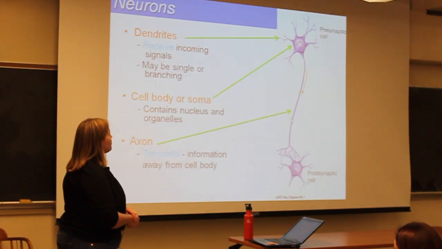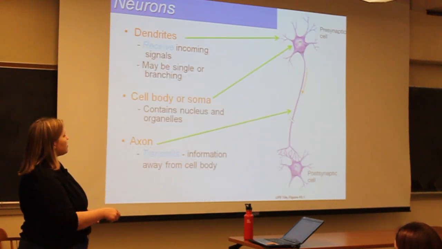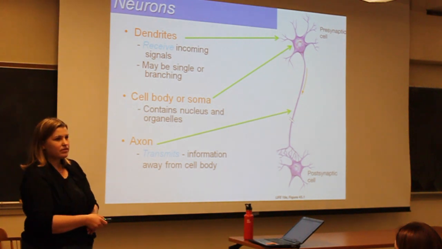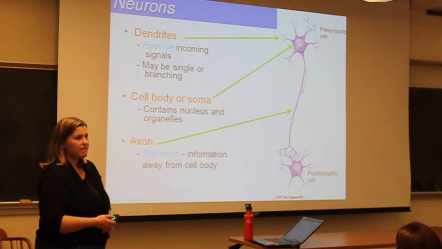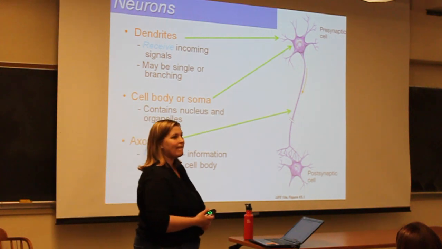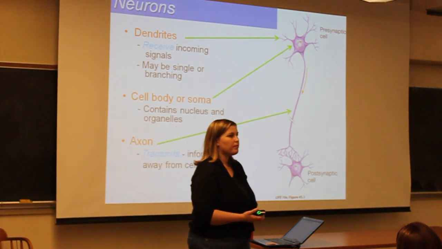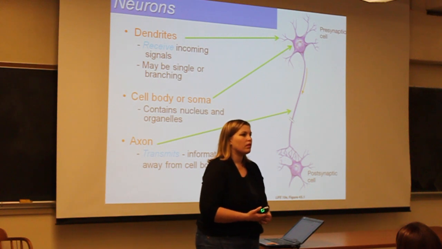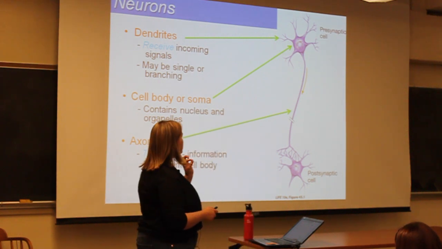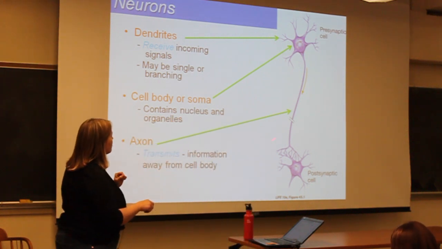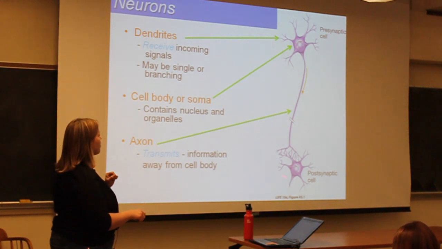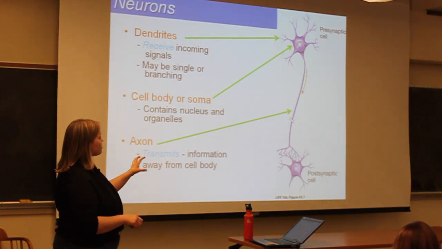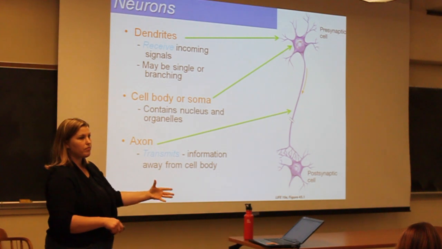Okay. So I said before that we talked about the presynaptic cell and the postsynaptic cell. What the heck is a synapse? Does anybody know what a synapse is? Yeah, the space between the axon and the dendrites and the next cell? Yeah, so it's the space where the axon of our presynaptic cell is going to meet up with the dendrites or sometimes the cell body of our postsynaptic cell.